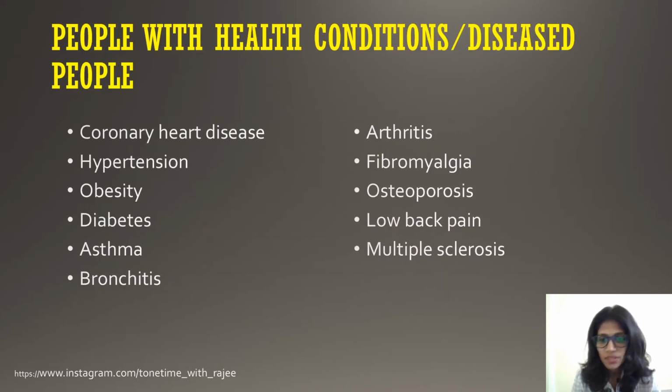Okay, so next comes the last category, people with health conditions or deceased people. People with these kinds of diseases, let's see one by one. Coronary heart disease, hypertension, obesity, diabetes, asthma, bronchitis, arthritis, fibromyalgia, osteoporosis, low back pain, multiple sclerosis. So if a person is having these kinds of conditions, these people will come under special population.